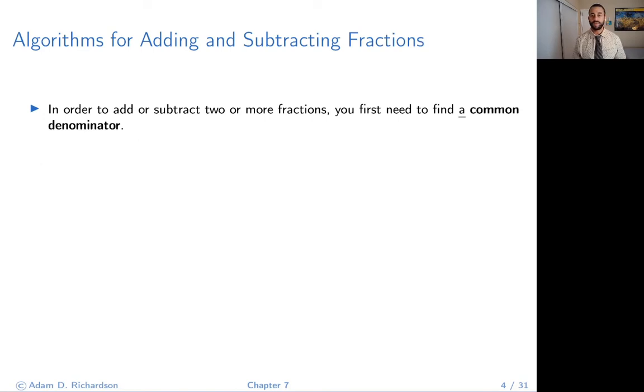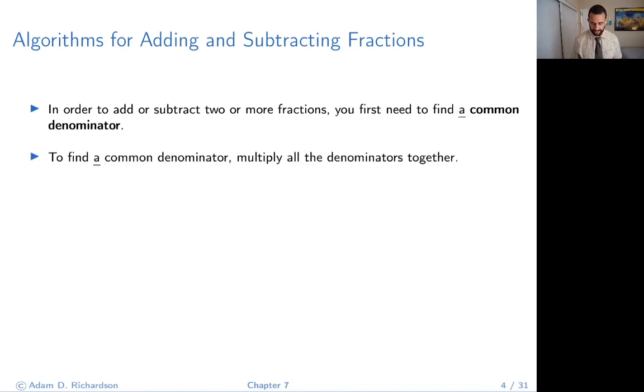Okay, so we're going to learn about some algorithms here. And this is actually what I had already said a moment ago. In order to add or subtract two fractions, you first need to find a common denominator. And I'm emphasizing that it's a common denominator first, and you'll see why. A common denominator. To find a common denominator, all you need to do is multiply all the denominators together.